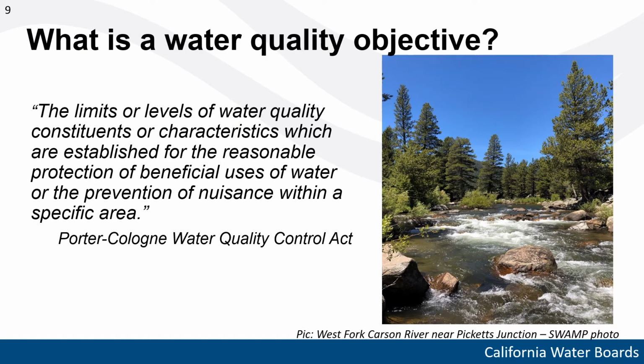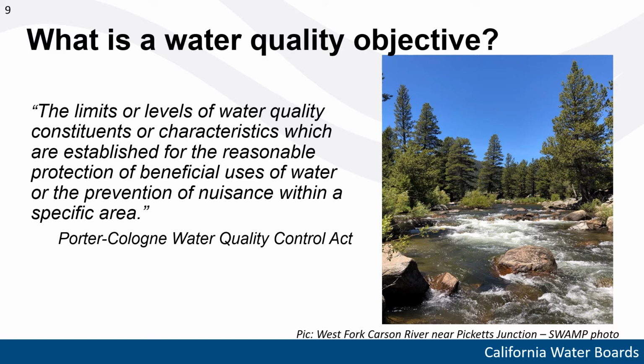So let's talk about water quality objectives. Well, as described in the Porter-Cologne Act, the law which governs water quality regulation in California, a water quality objective is a limit or level of a water quality constituent or characteristic which is established for the reasonable protection of beneficial uses of water or the prevention of a nuisance within a specific area. Water quality objectives are used as thresholds to determine if that water is safe for people and the environment, and these thresholds are used to determine if beneficial uses assigned to a water body are being supported.